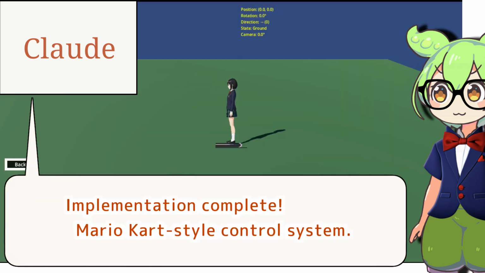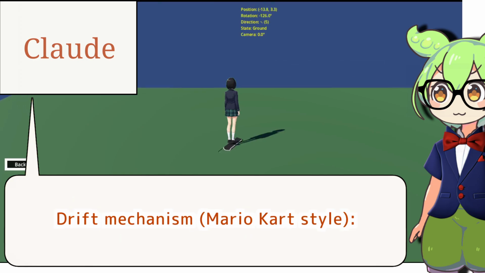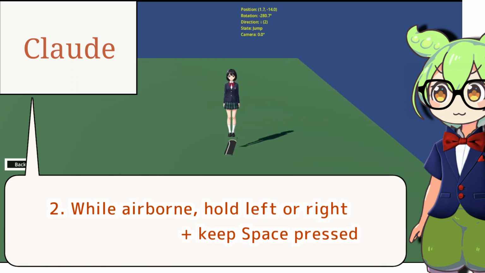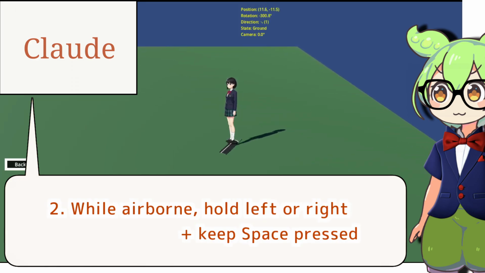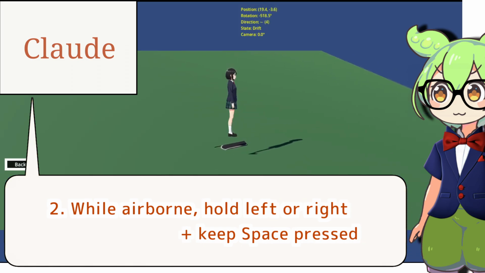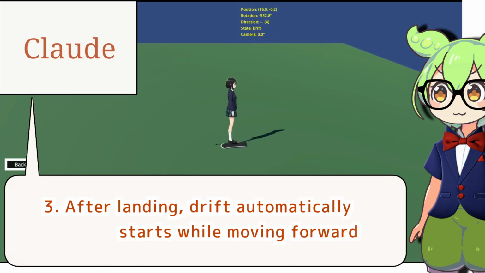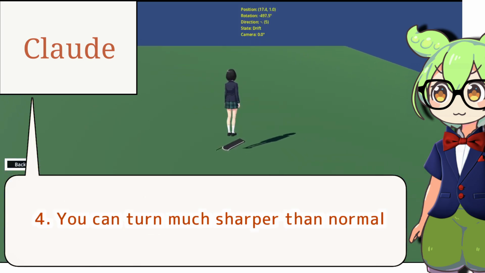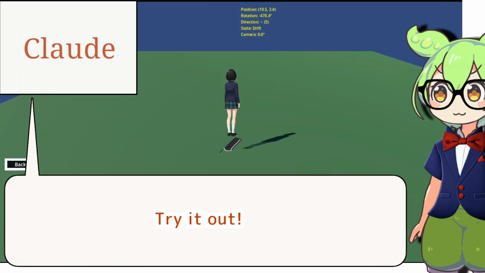Implementation complete. Mario Kart style control system. Drift mechanism. 1. Space to jump. 2. While airborne, hold left or right plus keep space pressed. 3. After landing, drift automatically starts while moving forward. 4. You can turn much sharper than normal. Try it out.